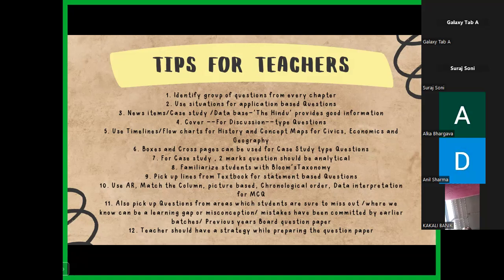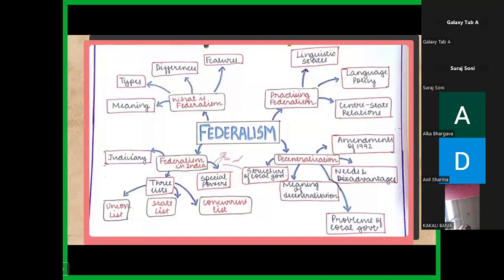Use timelines, flowcharts for history, and concept maps for civics. I'll just give you an example of a concept map. Now, this is a concept map for civics. It covers the entire chapter of federalism, chapter 2 in civics. You can see the heading, then you can see the main topics. What is federalism, practicing federalism, decentralization and federalism in India. Now, these are the main topics on which the chapter is based.